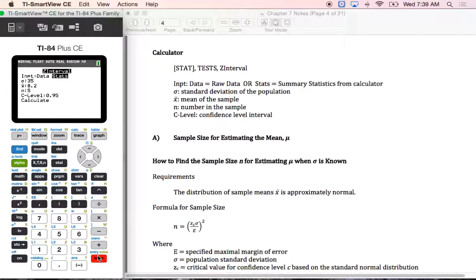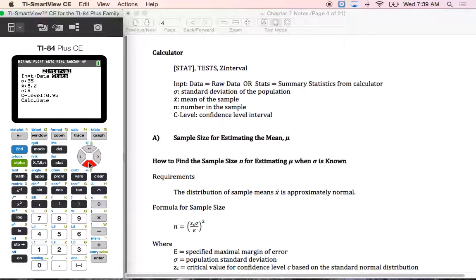Now going through this, you can choose data, you can use stats. We're going to leave it on stats because sometimes if you type stuff into your calculator, it will have all of those recorded there for you. It will tell you what your sigma, x bar, n is, depending on what you've already typed into your calculator, into your L1 or L2, anything like that. So I'm going to leave it on stats, change it as we're going.